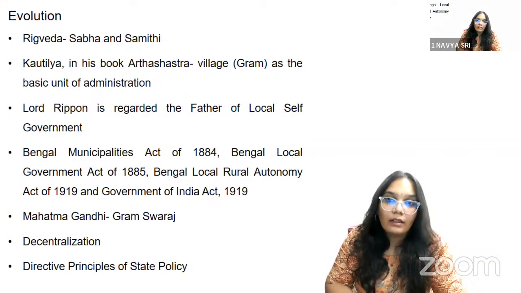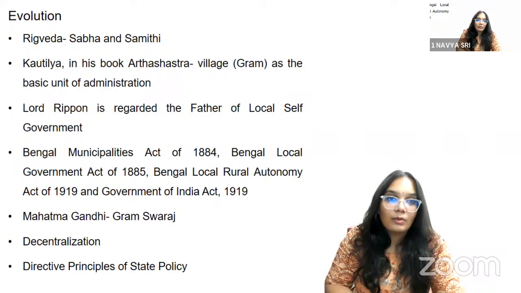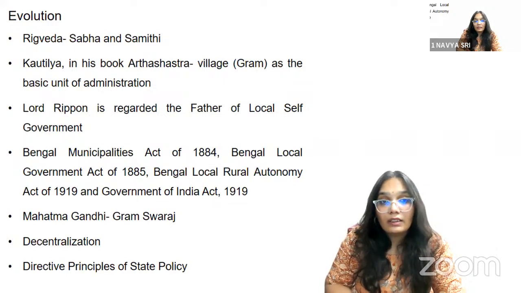Then another important person that has to be remembered when we are talking about local panchayats or local self-government is Mahatma Gandhi. Mahatma Gandhi's Gram Swaraj. Why do we have to talk about Mahatma Gandhi when the notion of local self-government comes into the picture? Because he is the one who called for decentralization of authority.